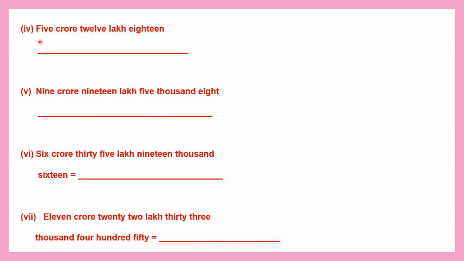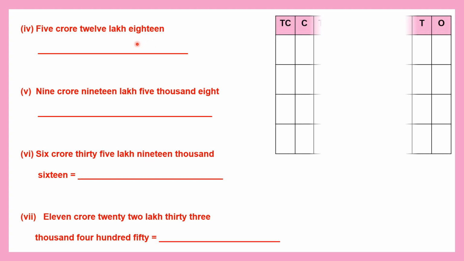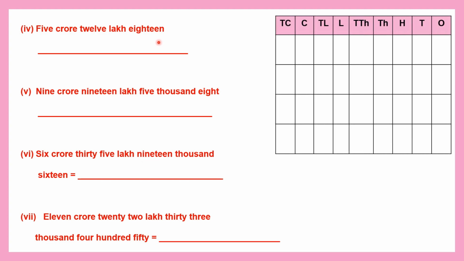Question 4, we have 5 crore 12 lakh 18. Now here also let's draw a place value chart. So we have a place value chart. Let's try to fit in there. 5 crore. So in the crores place, let's put 5. So here we have 5. Then we have 12 lakh. Now that's 12 lakh. So that's 1 and 2. So 12 in the lakhs period. And we only have 18. 18 is tens and ones. So that makes it 18.